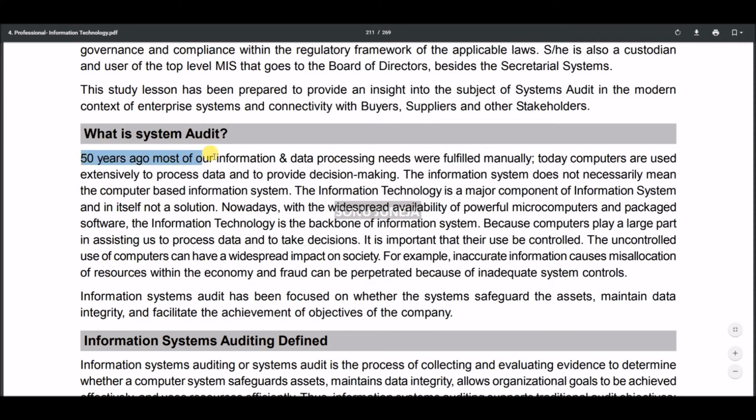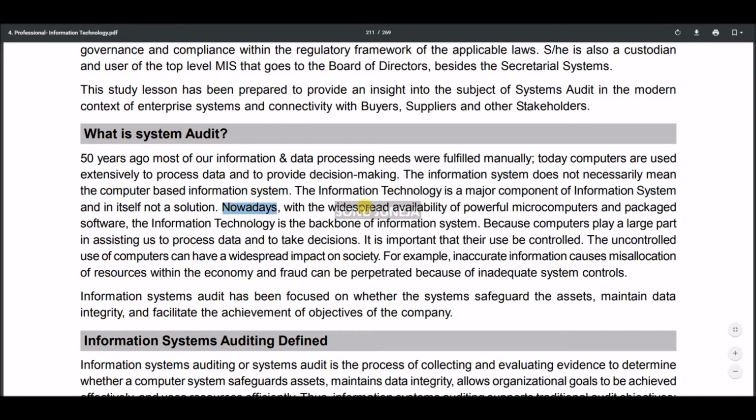About 50 years ago, most of our information and data processing was done manually, mostly maintained on registers or hard copies. Today, computers are used extensively to process data and to provide decision making. Information does not necessarily mean a computer-based information system; information technology is a major component of an information system and not itself a solution.